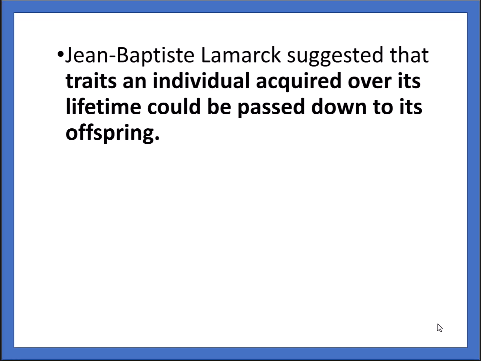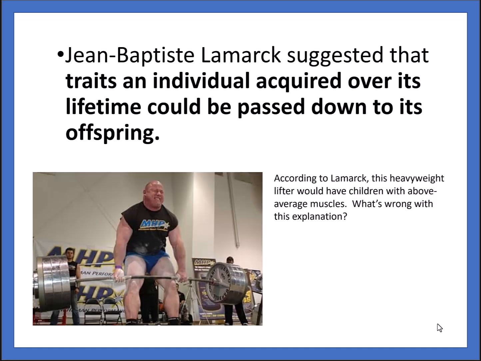Jean-Baptiste Lamarck is another scientist that was making observations during Darwin's time. He suggested that traits an individual acquired over its lifetime could be passed down to its offspring. So here's an example of this. According to Lamarck, this heavyweight lifter would have children with above average muscles because he was acquiring larger muscles throughout his lifetime and then passing those traits down.